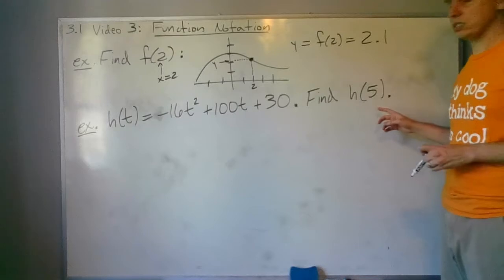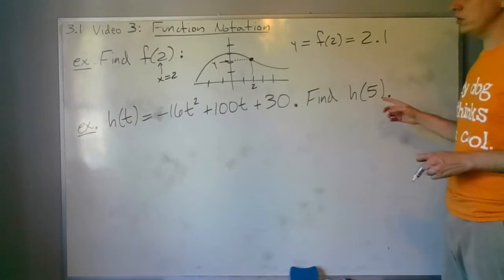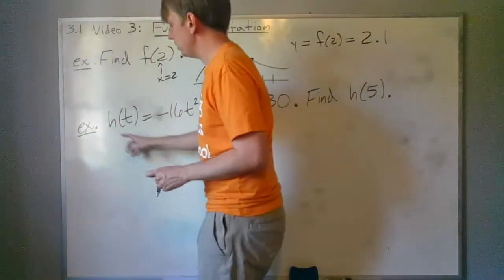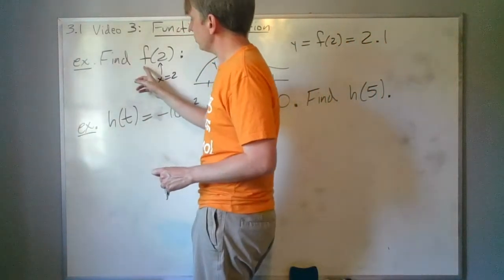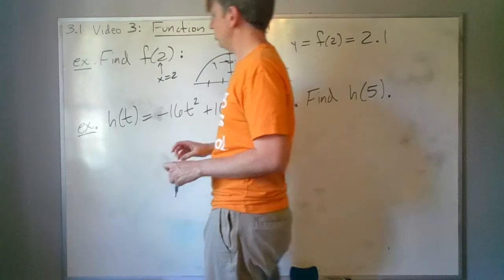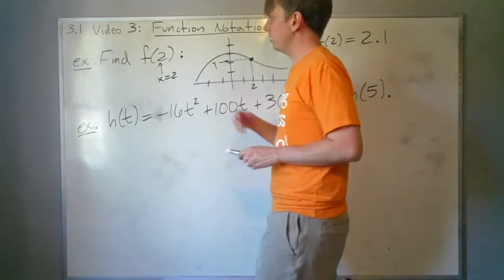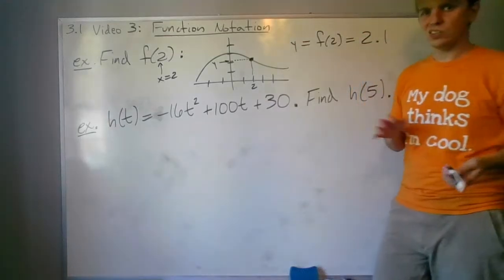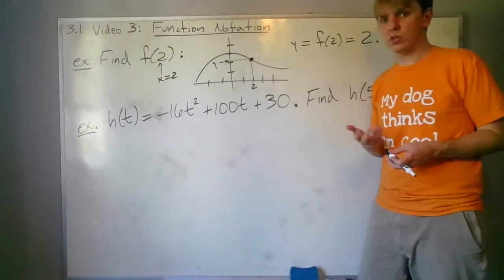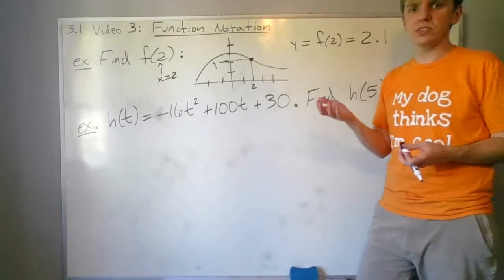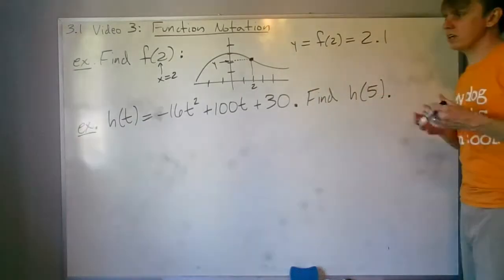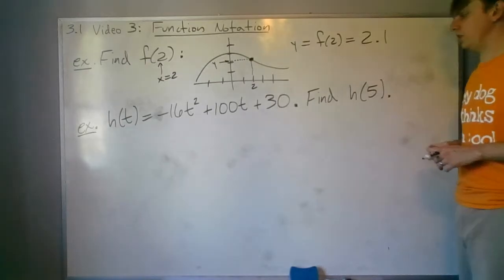All we have to do is stick in a 5 for our variable. Unlike normal, where I would have f of x, here instead of our function being called f, it's being called h. I'm not that scared by that. And instead of using x as my variable, I'm using t. Again, not super scared by that. A lot of times we're going to be using t for time instead of x for the independent variable. So x's and t's are kind of interchangeable. We're going to be using both of those a lot.